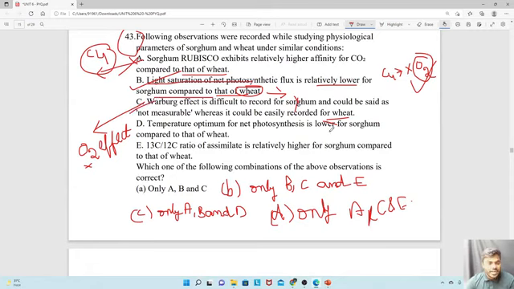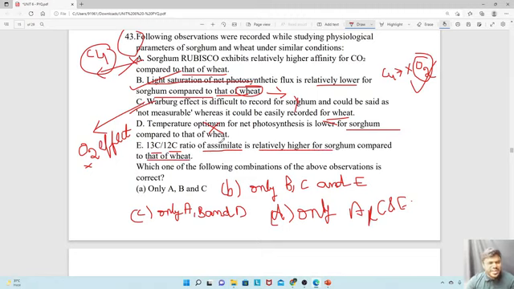Temperature optimum for net photosynthesis is lower for sorghum compared to wheat. No, temperature is not at all optimum for the sorghum. It's higher for the sorghum. Option D is wrong. 13 carbon 12 carbon ratio of assimilate is relatively higher for sorghum compared to wheat.